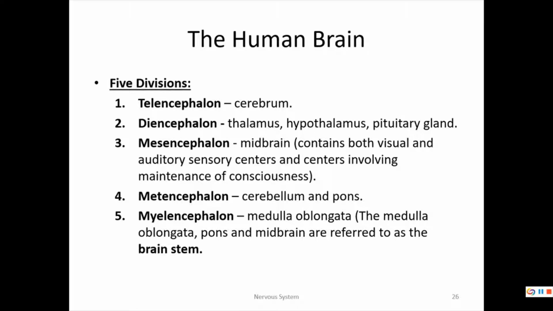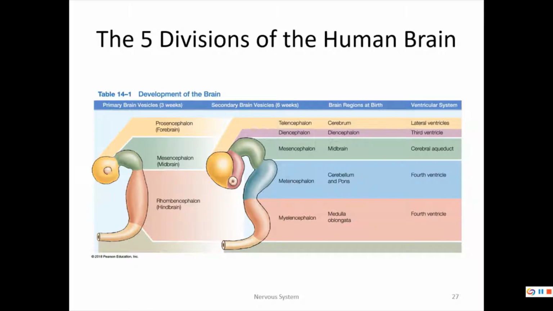Sorry. Now, as we go on, you can see, as I said, at 3 weeks, you actually have three swellings. These three become five. The five become the regions of the brain at birth that will then further develop.